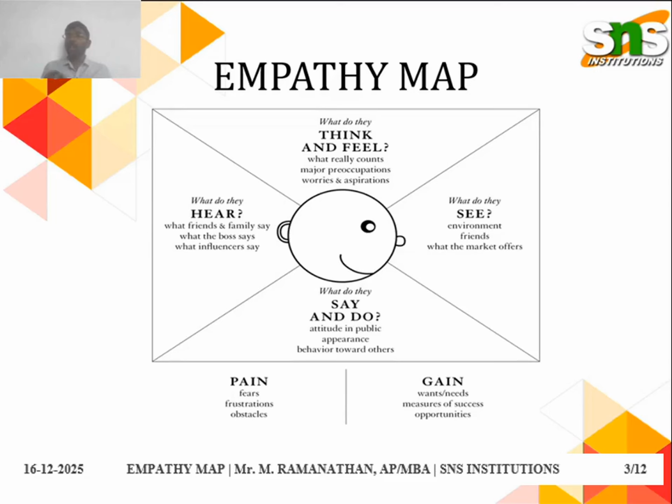Say and do is what the function of that product is all about, what it's trying to do, what the future of that product is. From this, what are the pain points, what are the gain points? If I have a product like a mobile, what are the gains or positive points about that mobile, and what are the demerits or pains of that product? This is what the empathy map is all about.